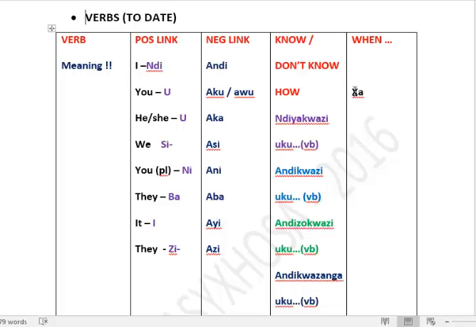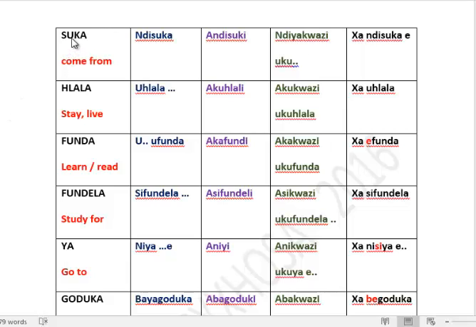And then we will use the verbs with xa, meaning when, and there are a few comments that we need to make there. So let's look at, first of all, the verbs from suka through to goduka. Ndisuka, andisuki, ndiyakwazi uku... Xa ndisuka, when I go away from.